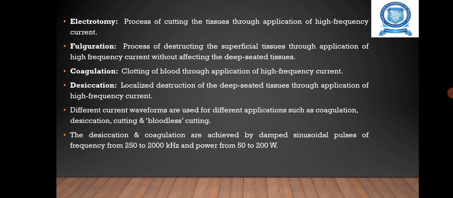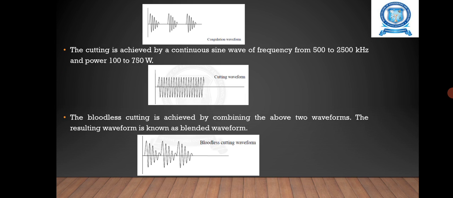Different current waveforms are used for different applications such as coagulation, desiccation, cutting and bloodless cutting. Desiccation or coagulation is achieved by damped sinusoidal pulses of frequency from 250 to 2000 kHz and power from 50 to 200 watt. Some waves are shown in the figure.